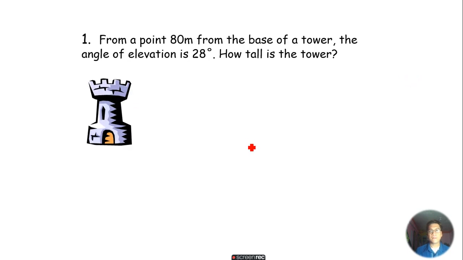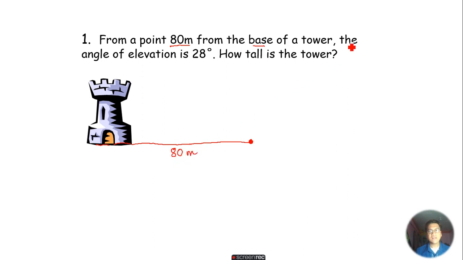So this is the first one. From a point 80 meters from the base of a tower, the angle of elevation is 28 degrees. How tall is the tower? The first step, again, is to draw. In this case, we have already a tower here. It says, from a point 80 meters from the base of the tower. So this is the base of your tower. Now from a point that is 80 meters, I will be extending this line from that base to a certain point here, and this is 80 meters.